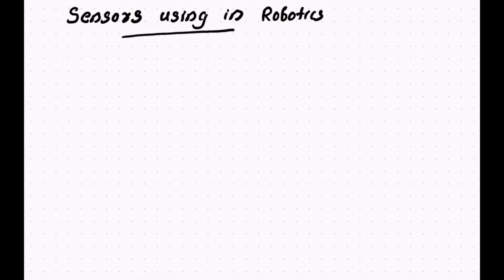In this class, we are going to discuss some of the sensors used in robotics. Before going into the detailed discussion about different types of sensors used in robotics, we can look at what is the use of a sensor.